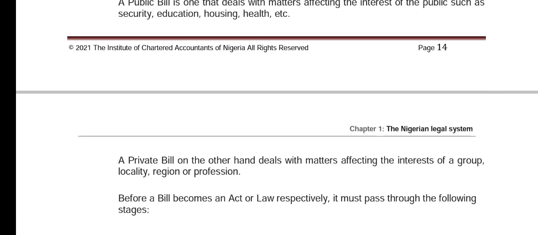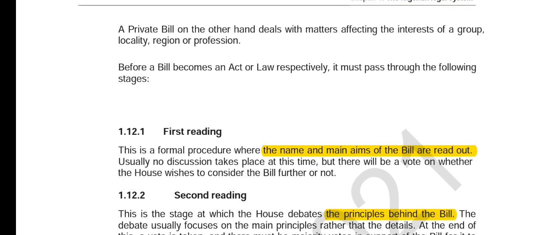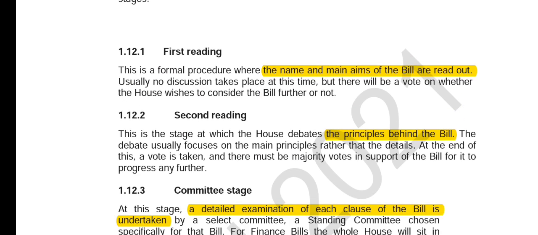While private bills are bills that have to do with the interest of a group, region, or profession, there are different stages of a bill before it becomes a law. We have the first reading, which is the first stage. This stage outlines the main aim of that bill. The main aim of the bill is read out in this stage, and there's no discussion or decision made on it, just to know the main aim of it.